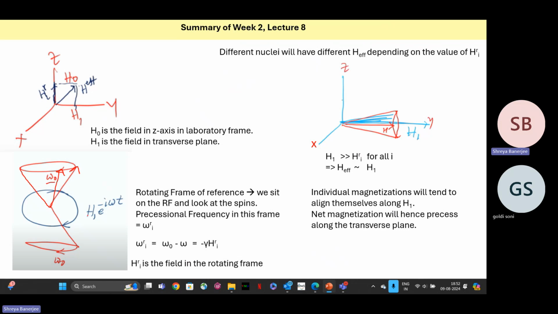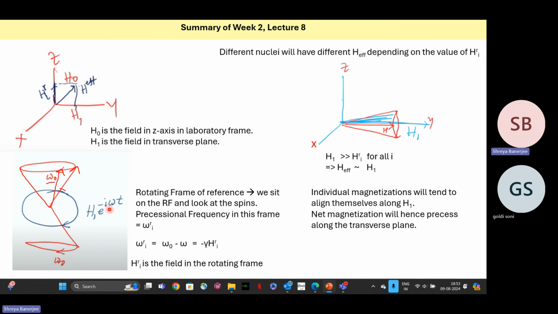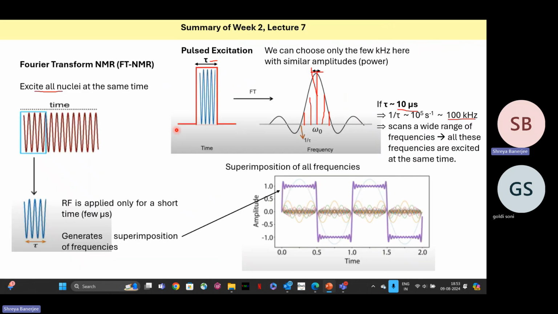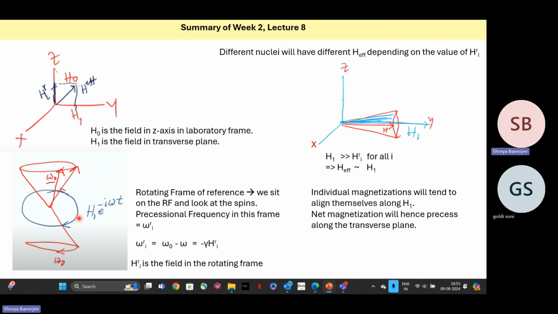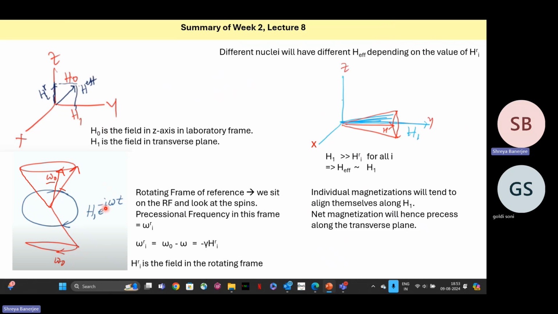Now, if we apply a radio frequency pulse, the radio frequency is represented by this circular motion here, and that has a frequency of omega. So the radio frequency that we are supplying by this pulse is represented by H1 e to the power minus i omega t, where H1 is the amplitude. So the amplitude is this length, e to the power minus i omega t, and omega is the frequency. So this is how the radio frequency is represented with respect to the Larmor precession of the nucleus.